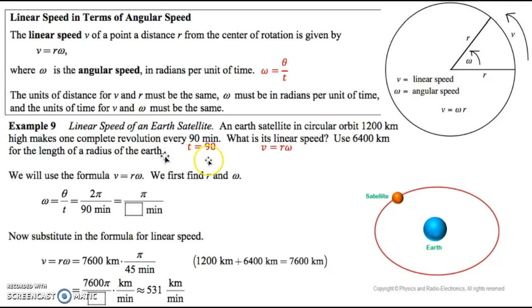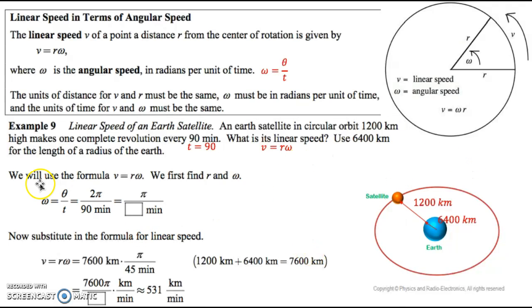We want to know what the linear speed is, so I need to know a couple other things in order to find that. We need to know the radius in order to do so. So it's telling us that we have a satellite above Earth. It's giving us the radius of the Earth is 6,400, and I know this is out of proportion, but it's just to get a visual of what it looks like. And the satellite is 1,200 kilometers above the Earth. So our total radius for this satellite is actually 7,600 kilometers.